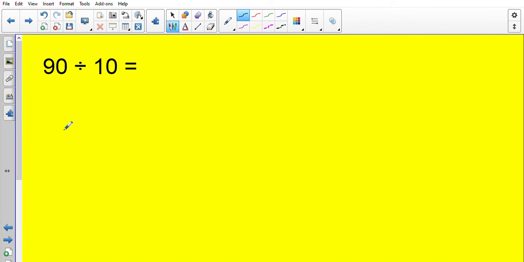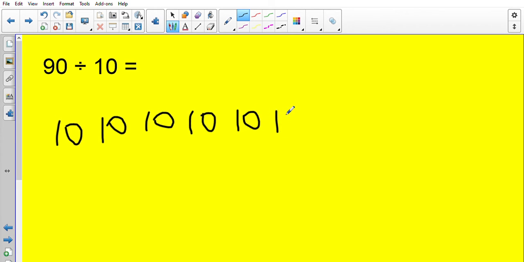90 divided by 10. Let's count in tens. So we're going to go 10, 20, 30, 40, 50, 60, 70, 80, 90. Let's count how many tens we've got. 1, 2, 3, 4, 5, 6, 7, 8, 9. 90 divided by 10 equals 9.